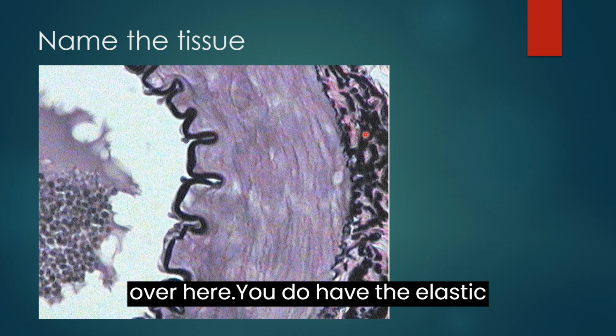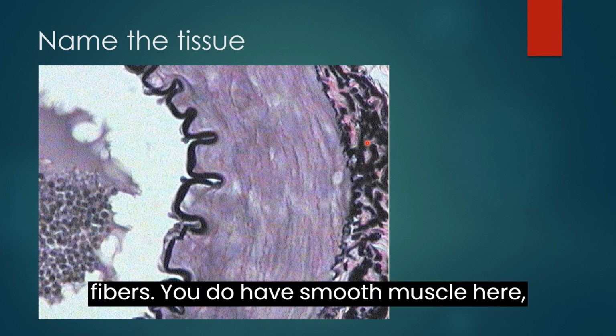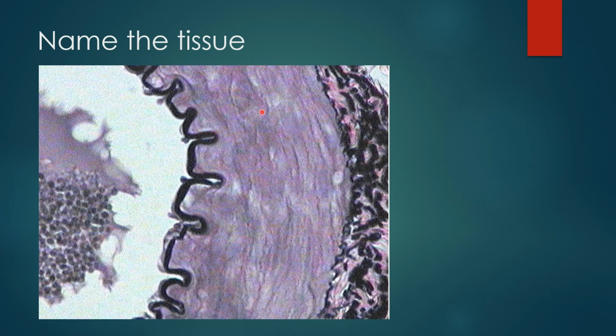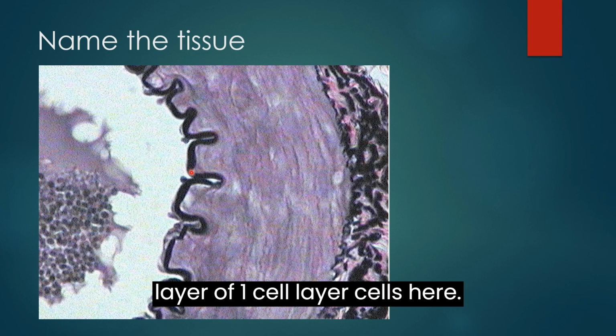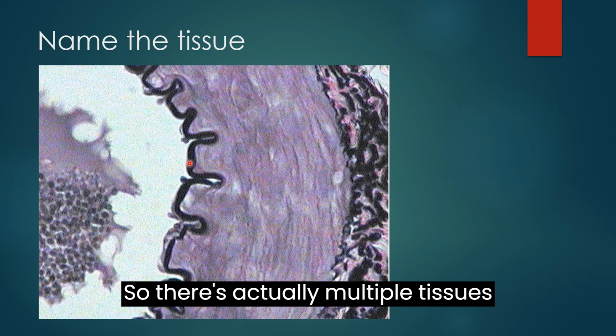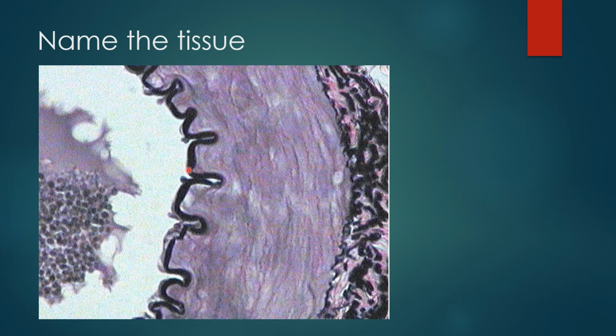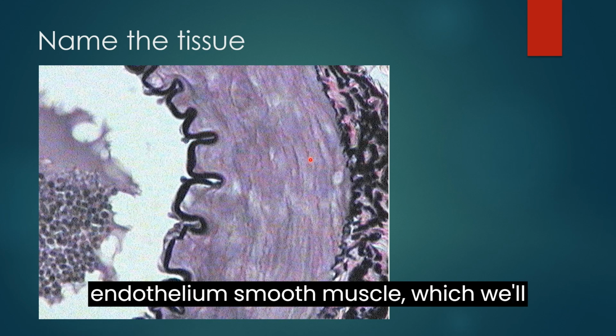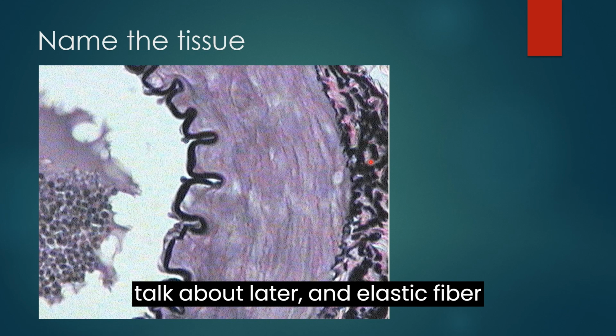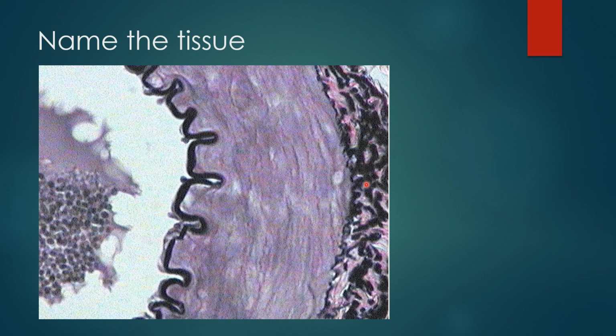Now over here, you do have the elastic fibers. You do have smooth muscle here. And you can see that you have a thin layer of one cell layer cells here. So there's actually multiple tissues here. You have the simple squamous endothelium, smooth muscle, which we'll talk about later, and elastic tissue here.